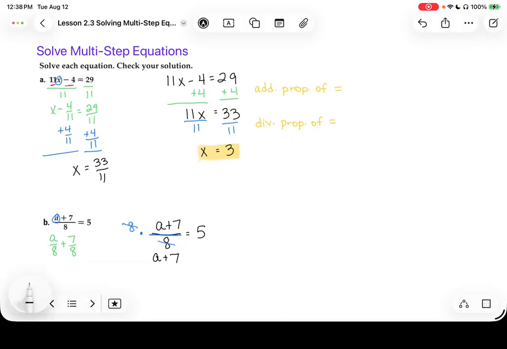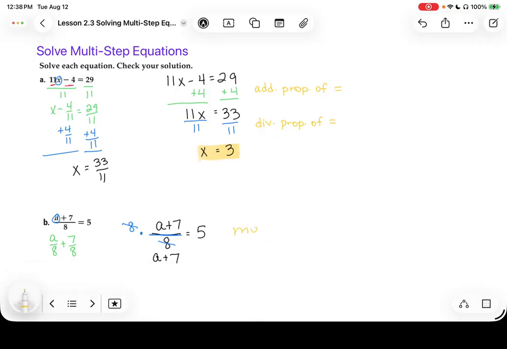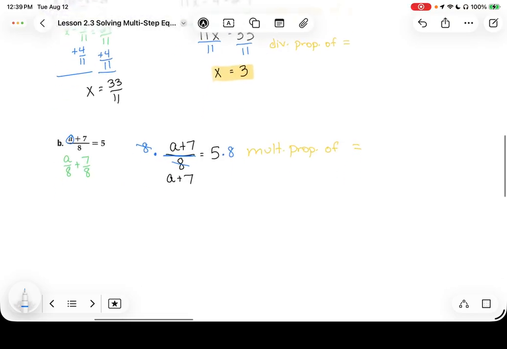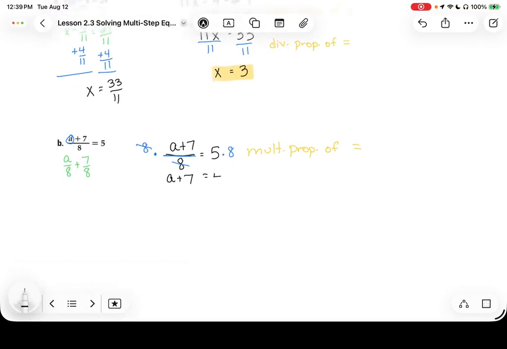That's the division property of equality. I mean, not the division property, derp. The multiplication property of equality, because I'm multiplying by 8. Multiplication property of equality. If I multiply that side by 8, and I also multiply this other side by 8, I have a plus 7 equals, and then 5 times 8 is 40.